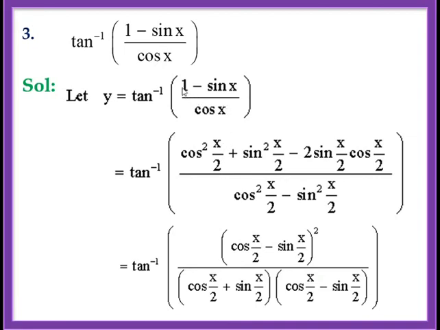See this one, I have written 1 as cos square x by 2 plus sin square x by 2. What is sine 2 theta? 2 sin theta cos theta. So what is this sin x? It is 2 sin x by 2 cos x by 2. Now in the next step, this numerator is written as the square of cos x by 2 minus sin x by 2. You can check that (a minus b) square is a square plus b square minus twice ab.